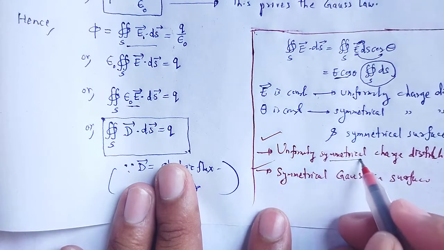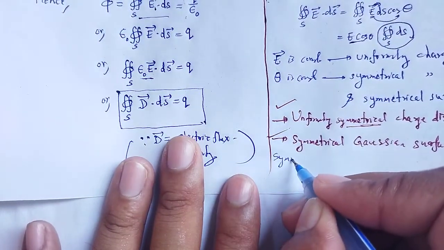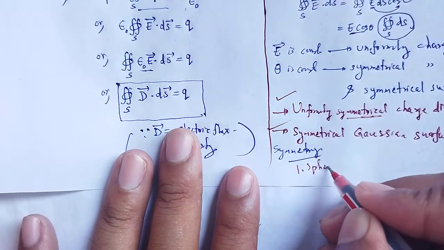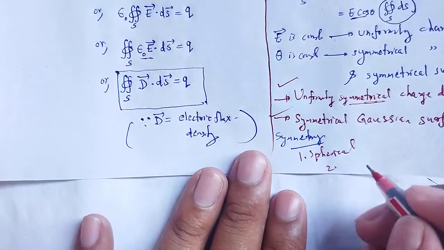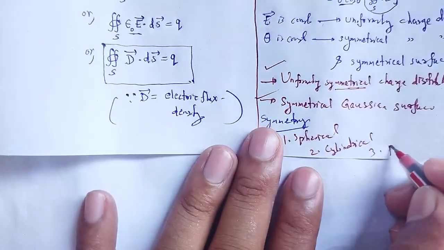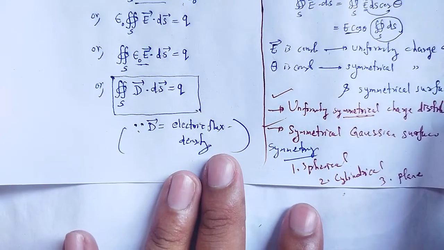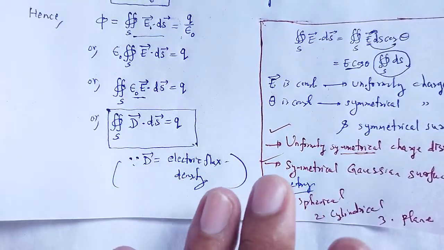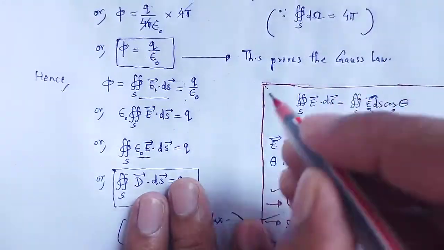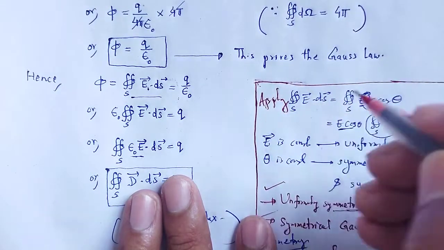As far as symmetry is concerned, there are three kinds of symmetry. One is spherical symmetry, the second is cylindrical symmetry, and the third is plane symmetry. These are the three kinds of symmetry we found. These are the basic things, and when they are present, we can apply Gauss law.